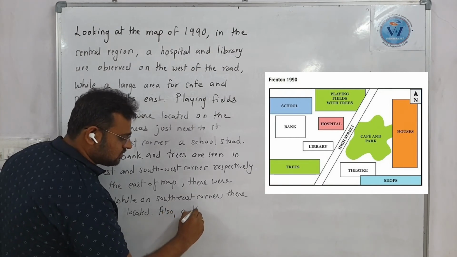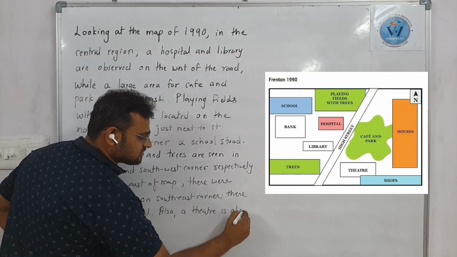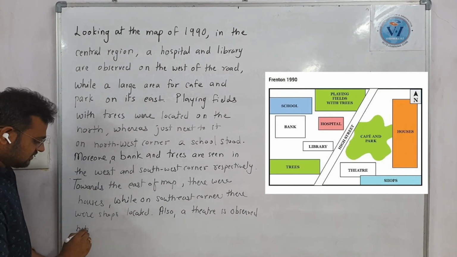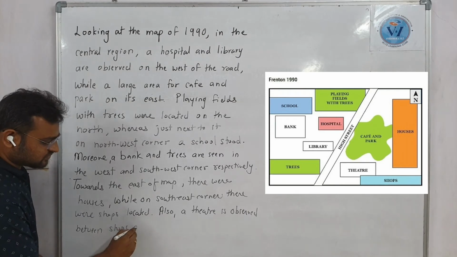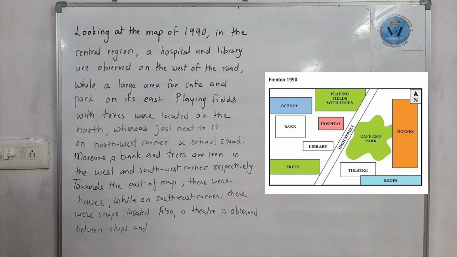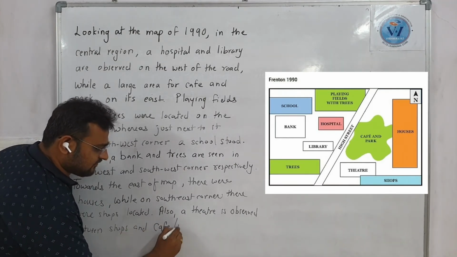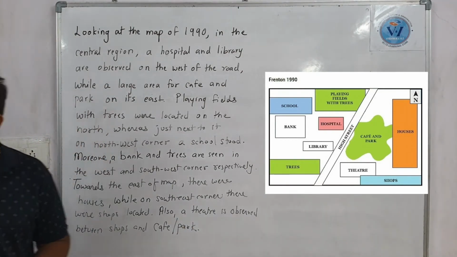Also, a theater is observed between shops and what was the other thing? Cafe park. You can just write down in this way, cafe park, because the location of both is same.